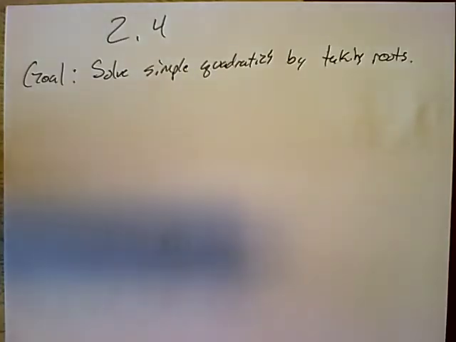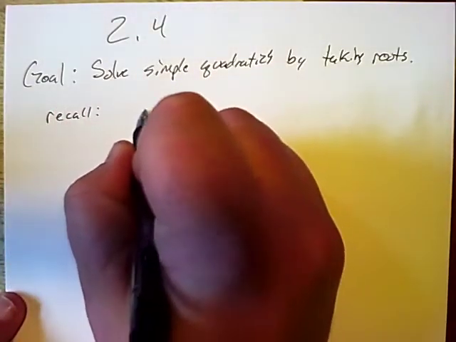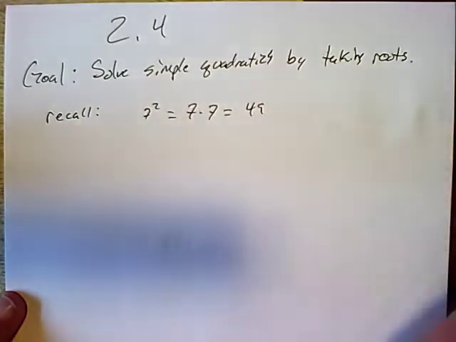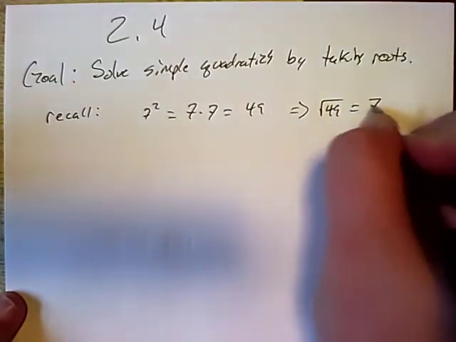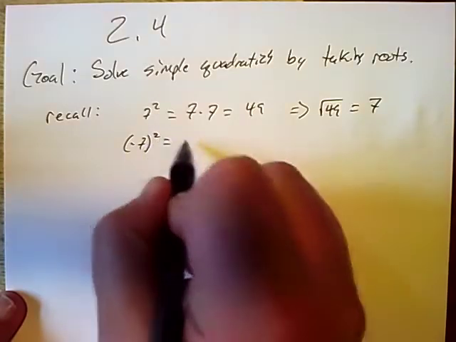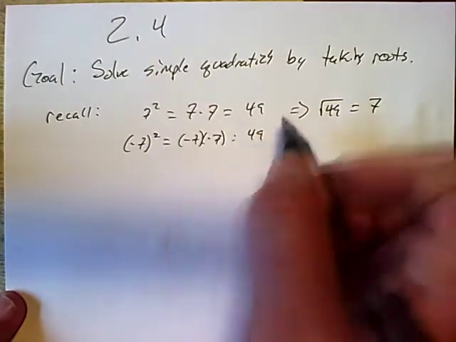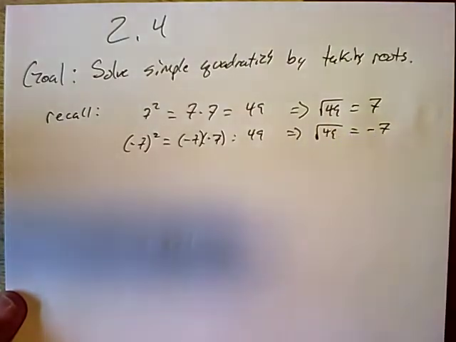So, what you really need to know, recall, if I had 7 squared, it's 7 times 7, which is 49, right? And that means that the square root of 49 is 7. I also know that negative 7 squared is negative 7 times negative 7, which is 49. So that would imply that the square root of 49 is negative 7 as well.